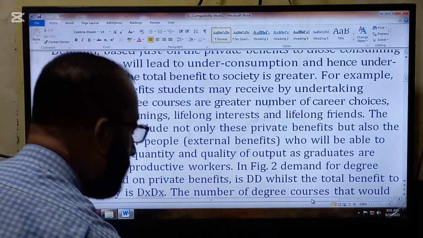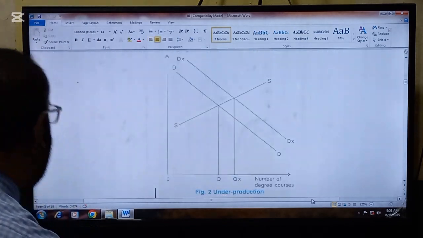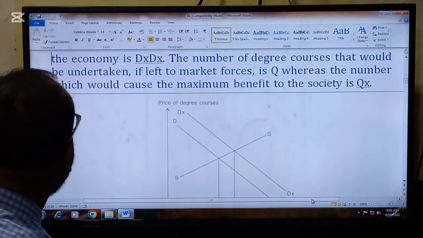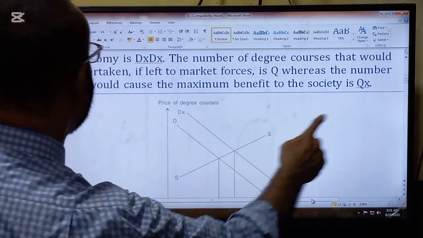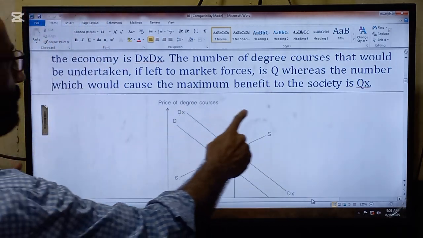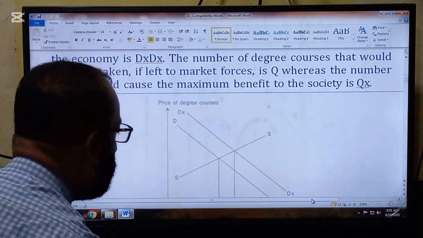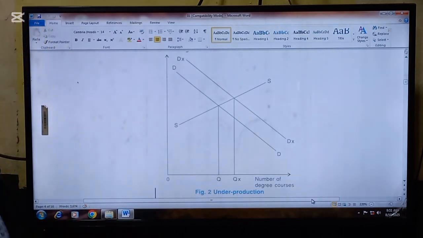The number of the degree courses that would be undertaken if left to market forces is Q, whereas the number which would cause the maximum benefit to the society is QX. So look now.